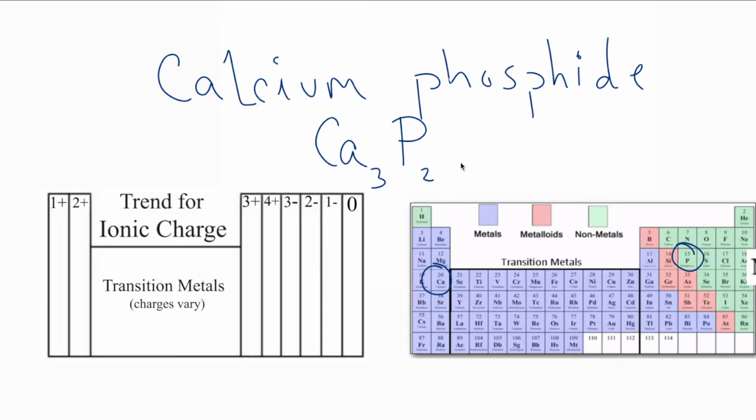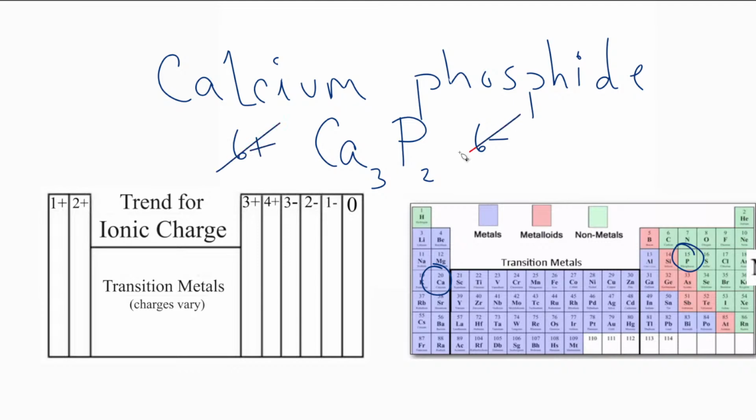You could check the charges as well. We said this was 3 minus, so 2 times 3 minus is 6 minus. Said calcium is 2 plus. 3 times 2 plus is 6 plus. Cancels out, right? Is that making sense? How about I let you try another one?